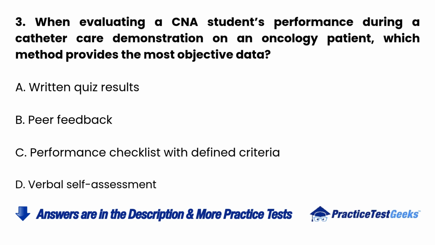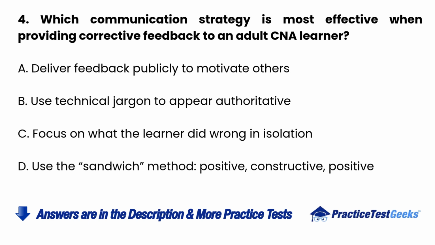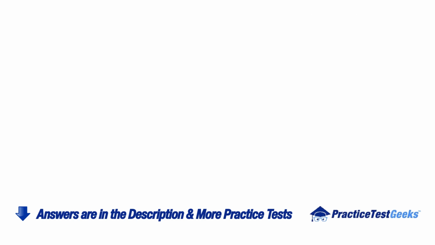D. Verbal self-assessment. 4. Which communication strategy is most effective when providing corrective feedback to an adult CNA learner? A. Deliver feedback publicly to motivate others. B. Use technical jargon to appear authoritative. C. Focus on what the learner did wrong in isolation. D. Use the sandwich method: positive, constructive, positive.